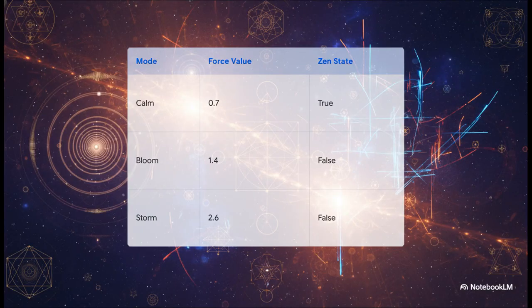To truly ground all of this mystical theory in tangible, real-world software engineering, we can actually look at the back-end React source code presets that drive these changes. Check this out. You have a calm mode with a nice low force value of 0.7 and a true Zen state. But push that system into Bloom or Storm, and you'll see the force value spike all the way up to 2.6, while the Zen state instantly flips to false. This is the literal written code dictating the exact boundary between the harmonic math of God and absolute unbridled chaos.